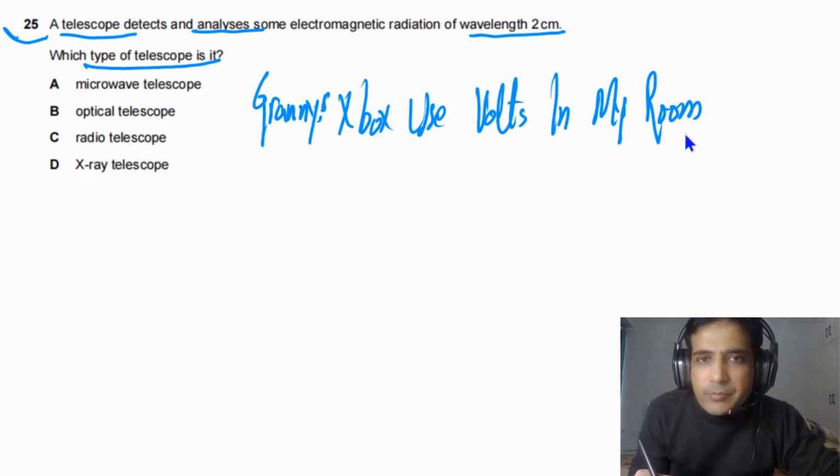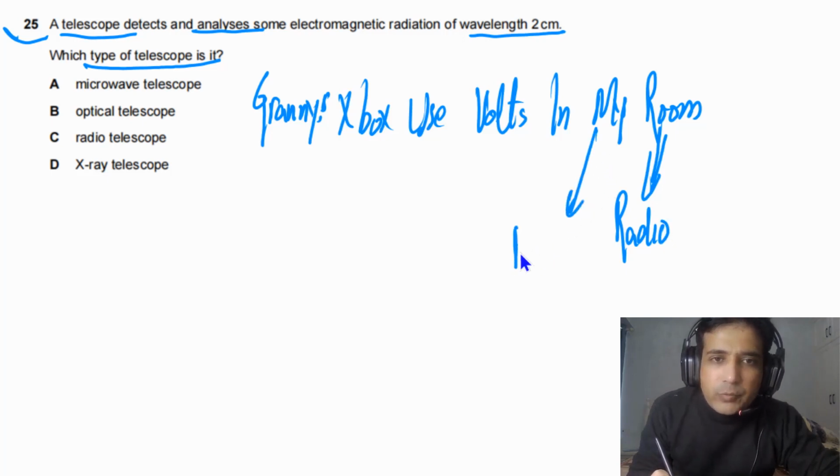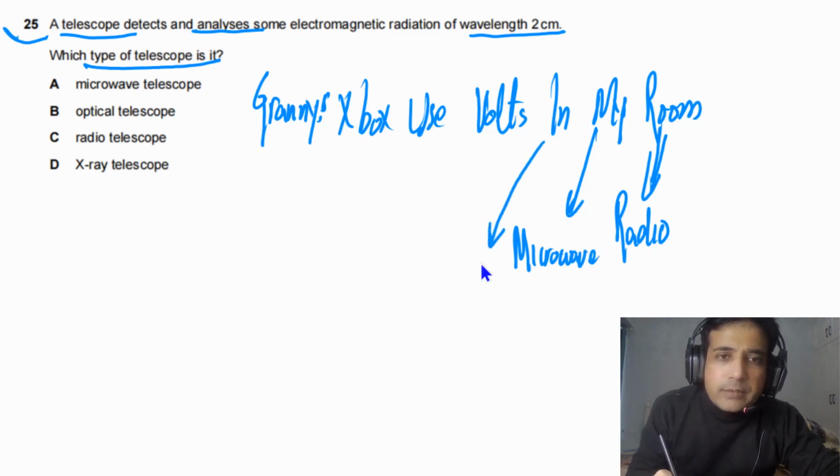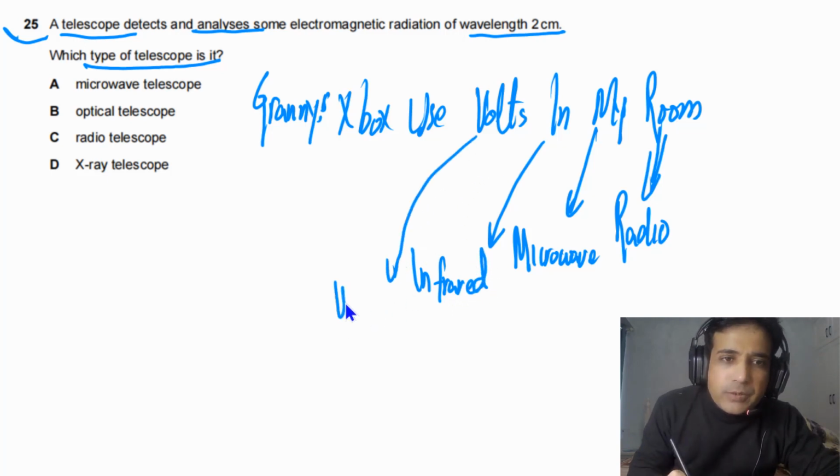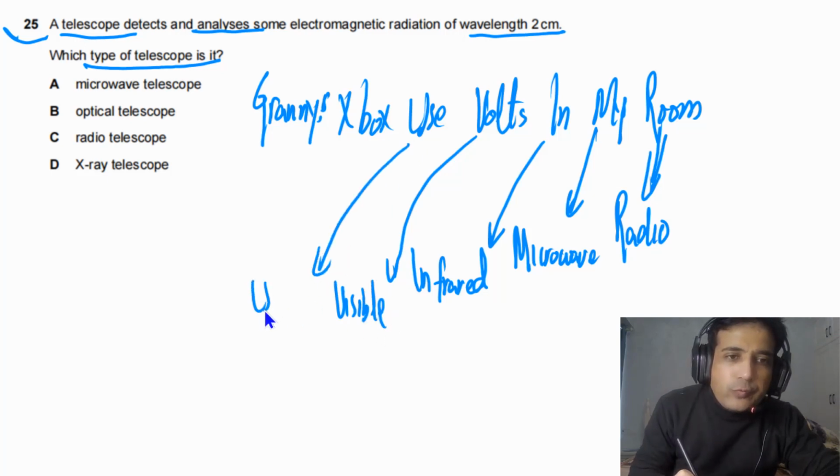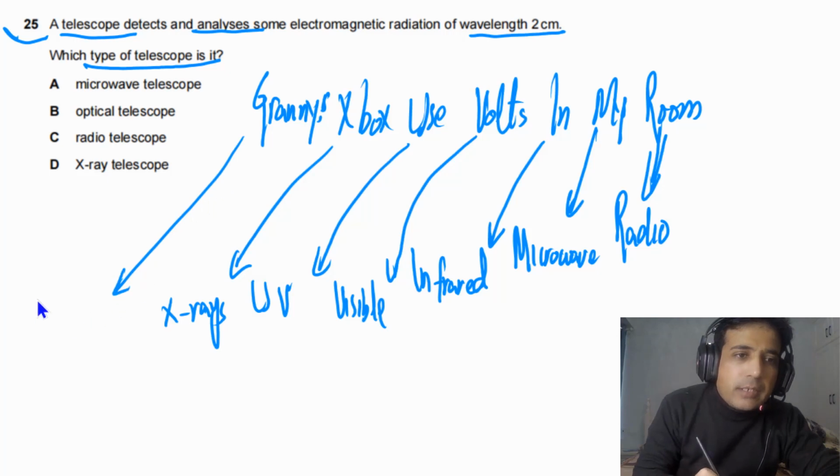So we will start from here. Room. This is R for radio waves. M for microwaves. I for infrared. V for visible, so this is visible light. U for UV, ultraviolet. X for X-rays, and G for gamma radiations. So this is for gamma.